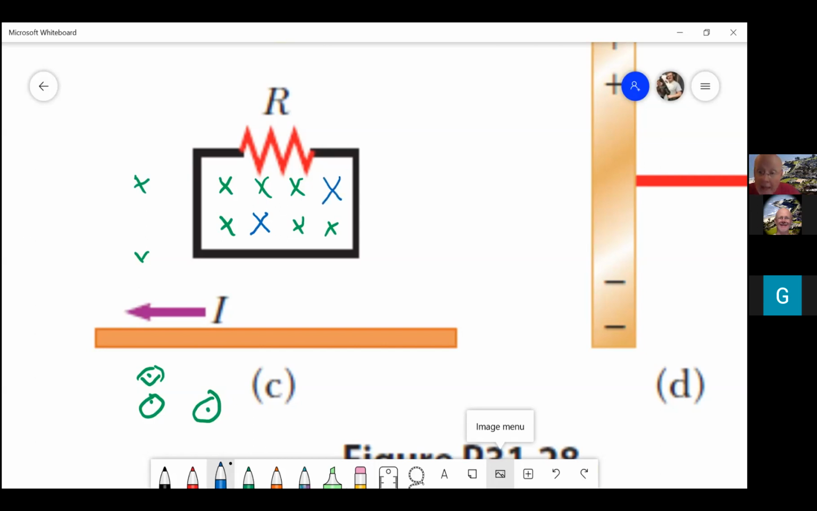And they want to go in. I know that because we oppose the change. I'll say it again. We had 8 before. We turned down the current. That lowered it to 6. So the induced current makes up for it to get it back to 8. It opposes the change. All right. So that would tell me in the secondary, the flux represented by the blue goes in.